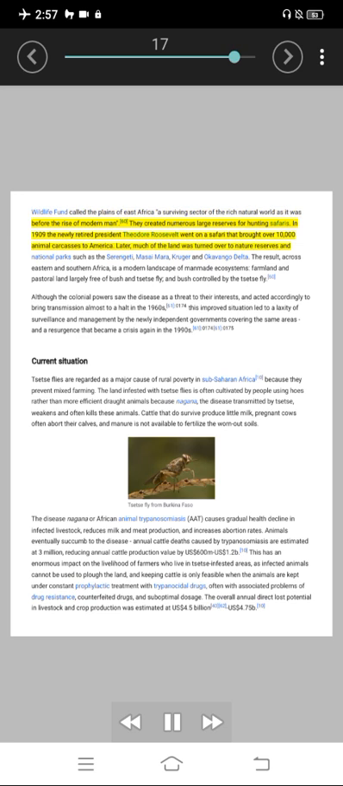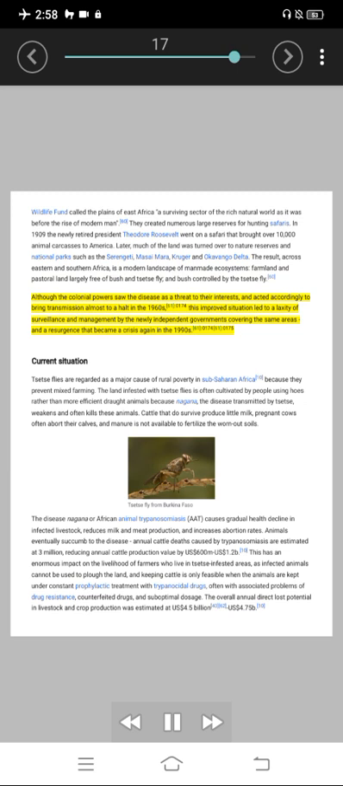In 1909, the newly retired President Theodore Roosevelt went on a safari that brought over 10,000 animal carcasses to America. Later, much of the land was turned over to nature reserves and national parks such as the Serengeti, Masai Mara, Kruger and Okavango Delta. The result, across eastern and southern Africa, is a modern landscape of man-made ecosystems, farmland and pastoral land largely free of bush and tsetse fly, and bush controlled by the tsetse fly.